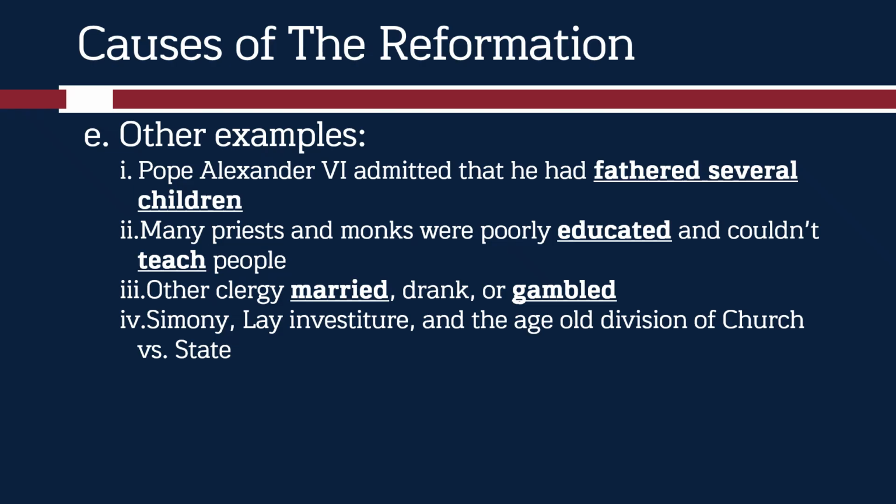Other examples include the fact that Pope Alexander VI admitted that he had several children. Many priests and monks were poorly educated and couldn't teach others. Other clergy members were married despite the church stance. They drank, they gambled. And we saw practices of simony and lay investiture, as well as the division of church and state, which upset many people.